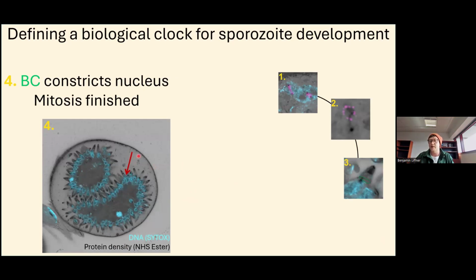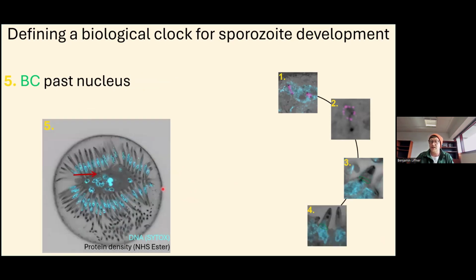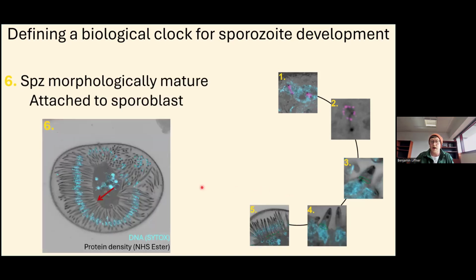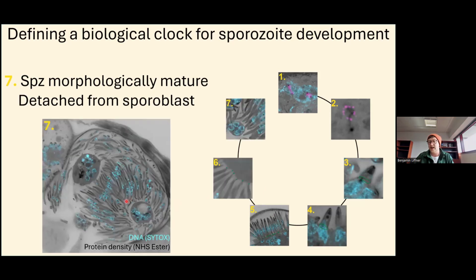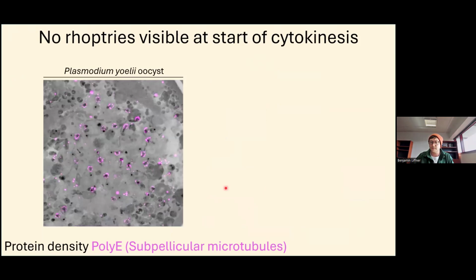And at this point, our nuclei have finished mitosis. After this, the basal complex is past the nucleus, and they really start to look like recognizable sporocytes. Finally, we have sporocytes that appear to be morphologically mature, but they're actually still attached to this central structure, the sporoblast. Subsequently, however, they will detach from that sporoblast. And so we use basically these 7 steps as our biological clock for tracking rhoptry biogenesis.